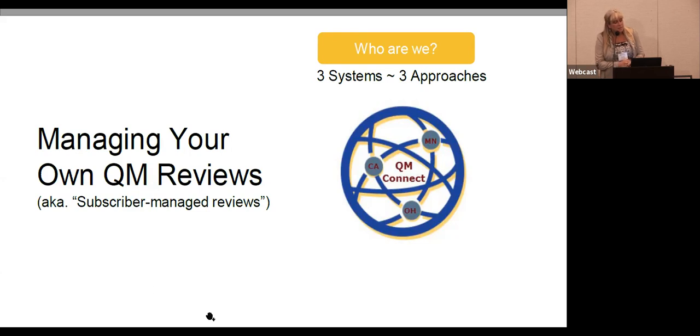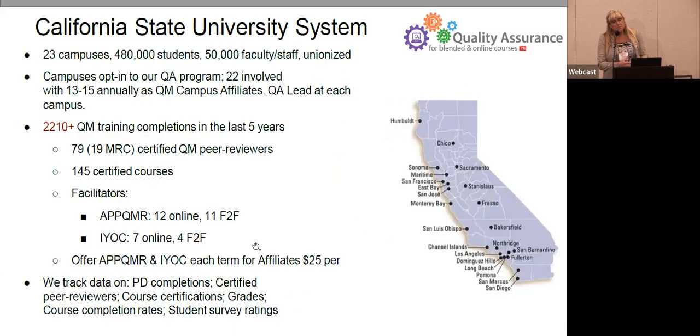If you don't know much about the California State University system, we've got 23 campuses, which doesn't sound like a lot, but overall we have about 480,000 students that we serve across those campuses. That equates to about 25,000 faculty and then 25,000 staff, which would include lecturers as well as instructional designers, administrators, and such. So quite a large system. It's actually the largest public 4-year system in the United States. It's very unionized.